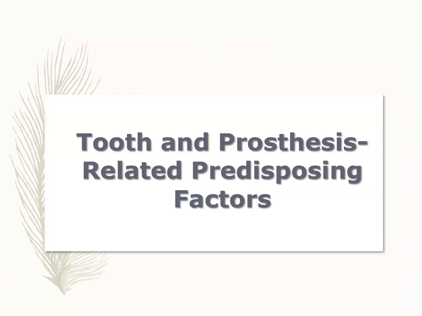Another category that falls under the other conditions affecting the periodontium is tooth and prosthesis related predisposing factors. So what are some factors within the tooth that can increase your chance of getting perio? And what about a prosthesis that you put in your mouth that can affect your perio condition? Let's look at some of them.